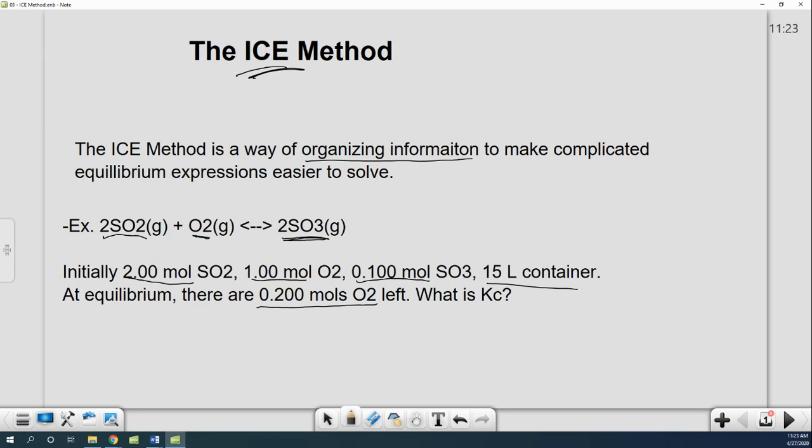Now, there's a lot going on in this question, right? You've got 3 things initially. You've got the size of the container. You've got one of the things at equilibrium. And from all this mess of things, you've got to find the product, or sorry, not the product constant, it's the equilibrium constant. So we need a way to organize this so it makes more sense, so it's easier to work with and do the math.